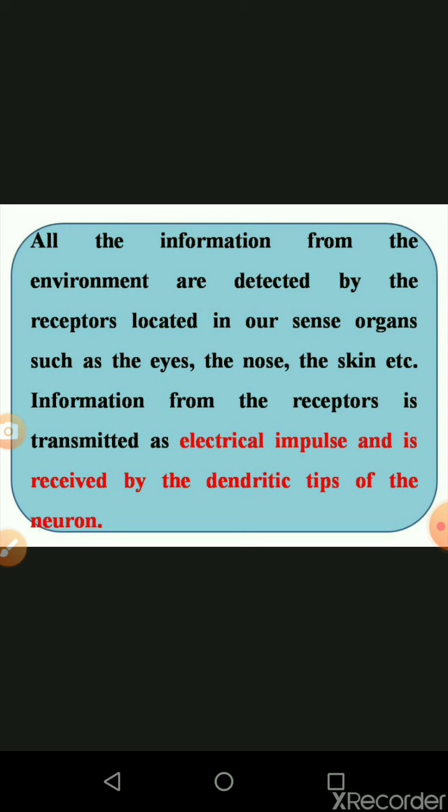The information from the receptor is transmitted as an electrical impulse received at the dendritic tips of the neuron. So how are the electrical impulses transmitted? Yesterday in class we saw the synapses. I told you that the receiving point of the signal is called the dendrites. The dendrite passes the electrical impulse on to the cyton. The cyton passes the electrical impulse into the axon. From the axon terminal, it is passed on to another neuron.